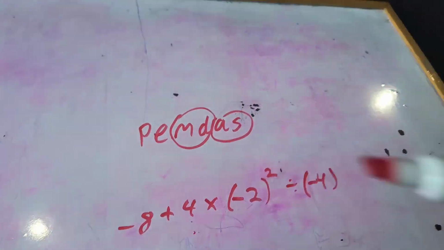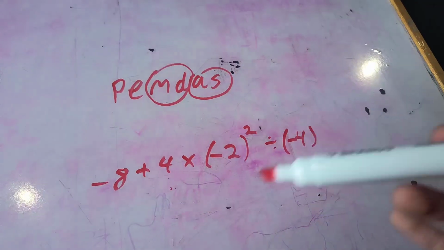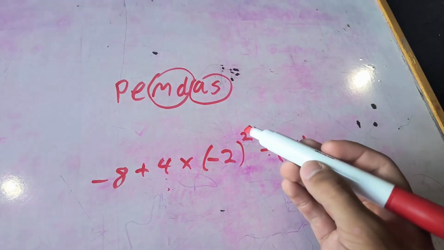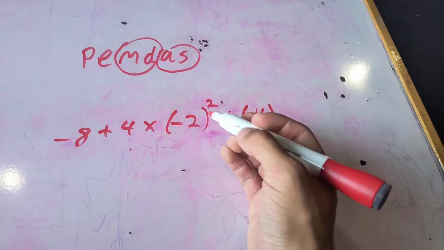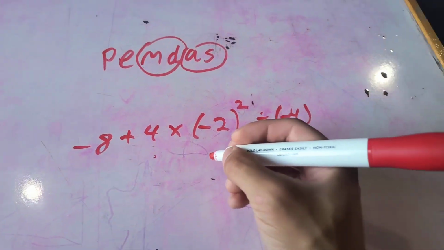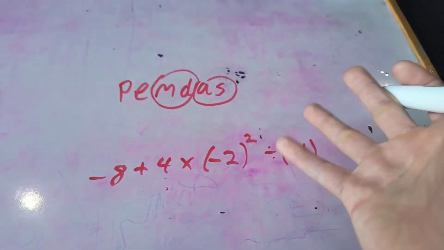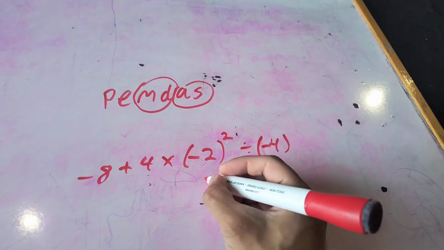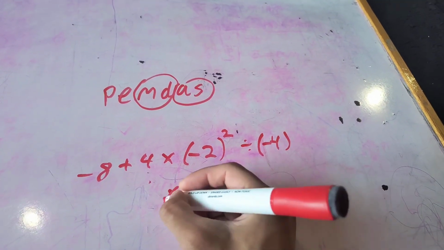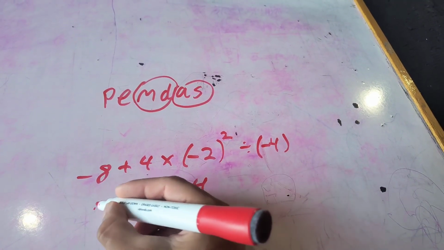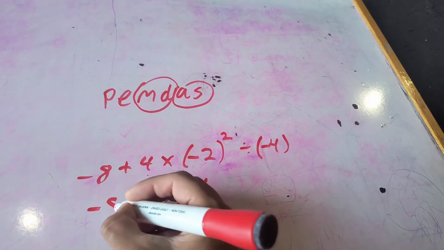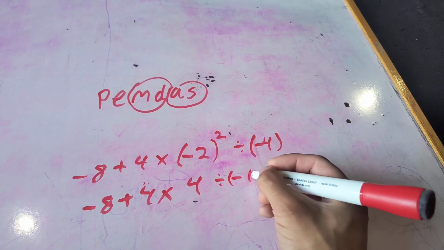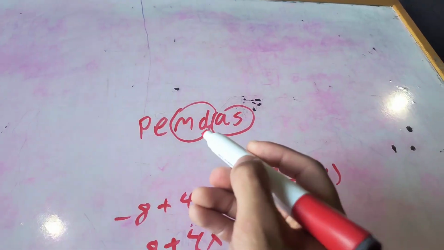So let's start with parentheses. We don't really have any operations inside of any parentheses. So then we go to exponents. We have an exponent right here, negative 2 to the power of 2, which is 4, because 2 times 2 is 4, and a negative number times a negative number is a positive number. So this then becomes 4 times 4 plus negative 8, and then this is divided by 4, and then we go to multiplication and division.